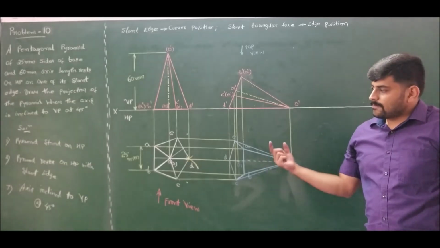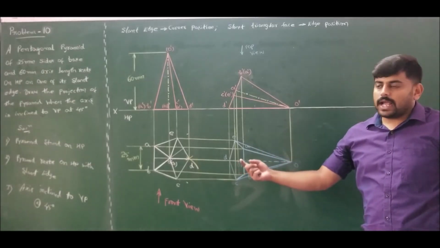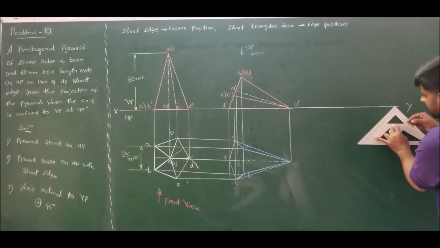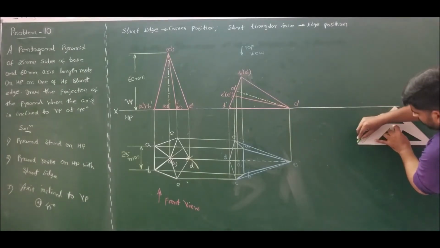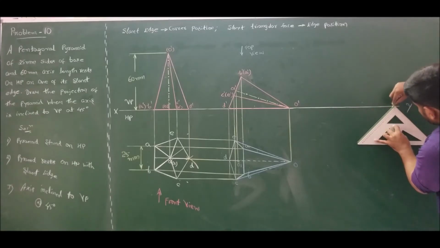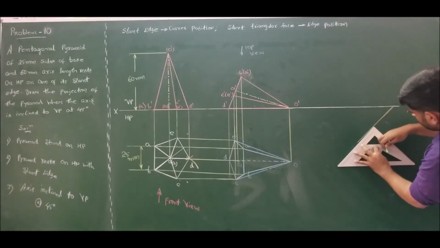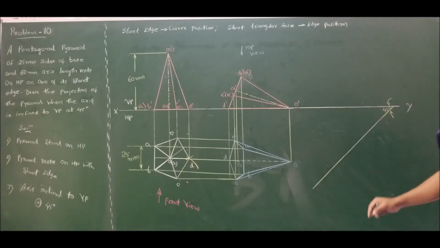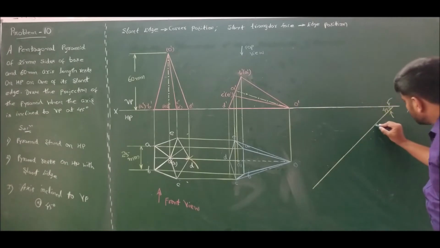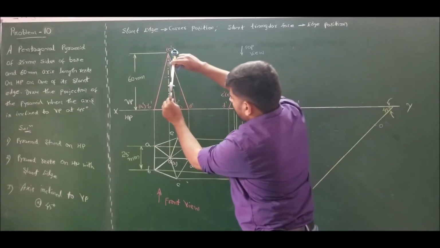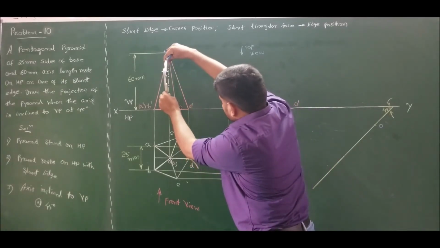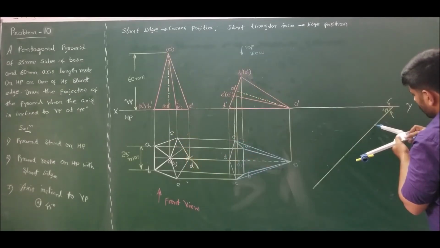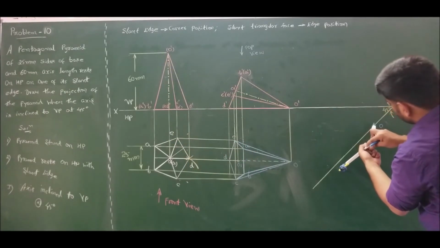First, draw a 45 degree line and on that line mark this 60 mm axis length. Using a set square of 45 degree cross 45 degree, I will mark a 45 degree line. On this 45 degree line, you mark the 60 mm axis length. Let us take O as a reference. Using a compass, transfer this true axis length, which is 60 mm, keeping O as reference, and cut an arc.